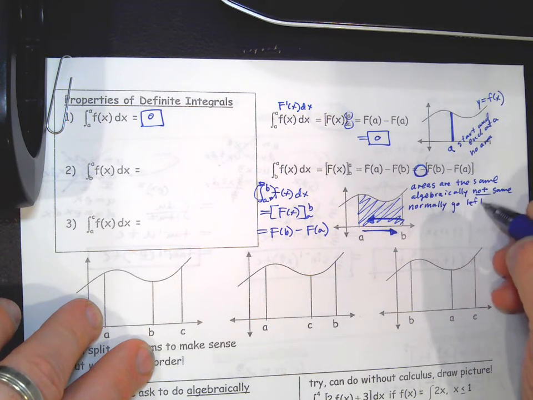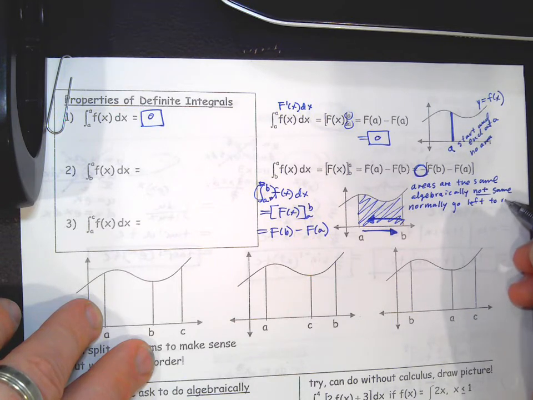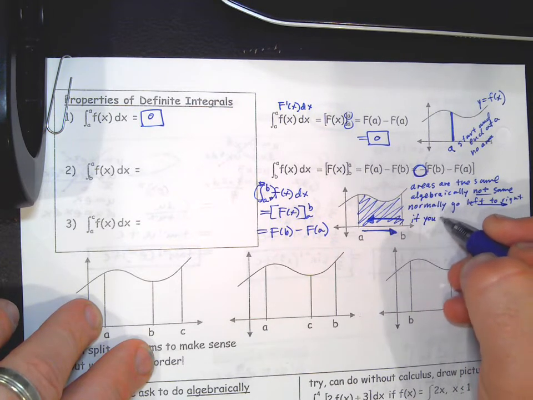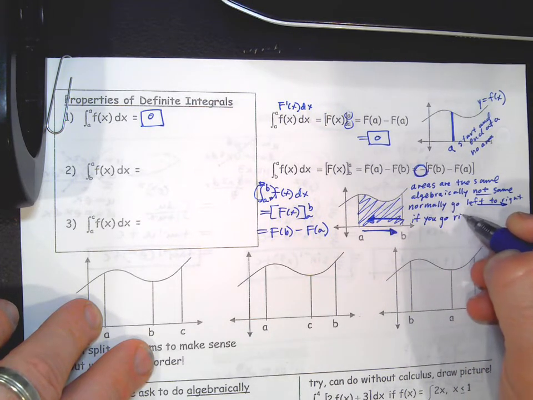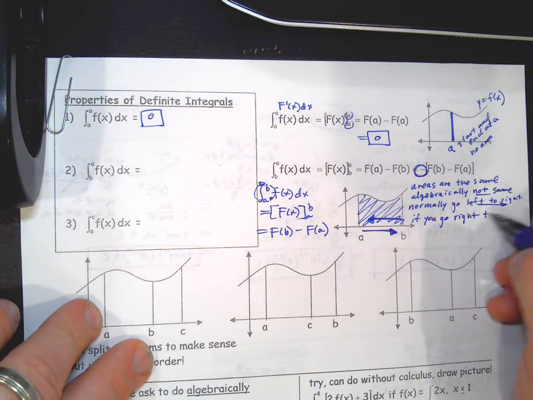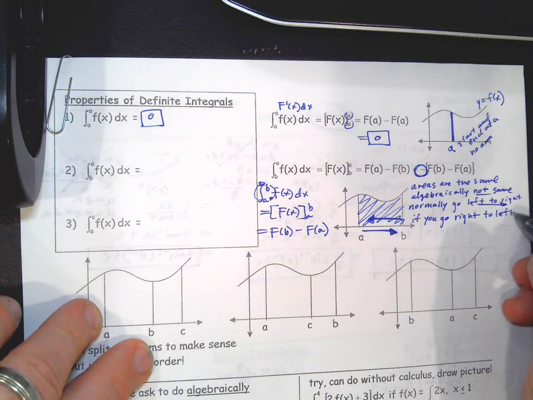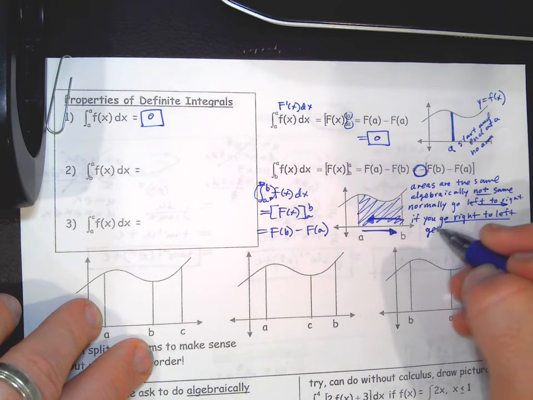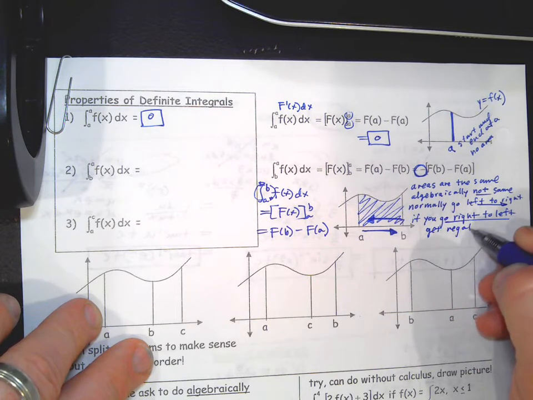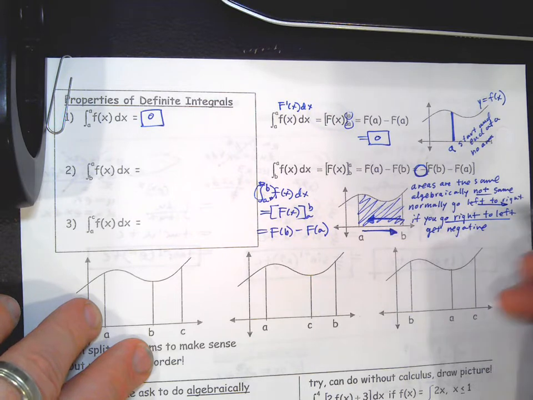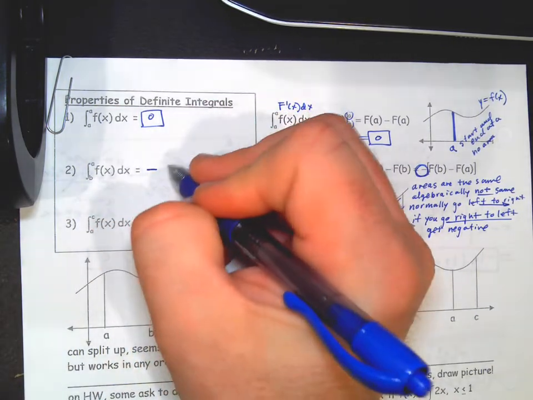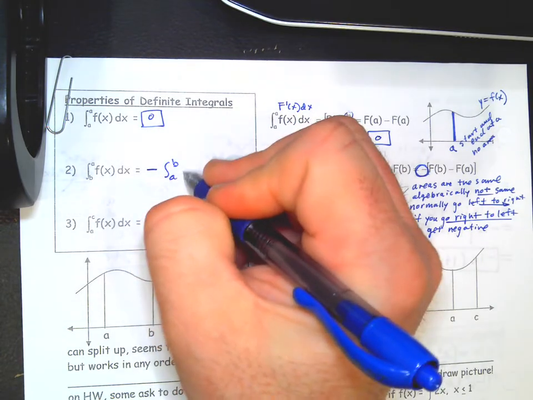Okay, normally we go left to right. Left to right. Okay? If you go right to left, and you could do the work, I just did it. If you go right to left, you're going to get the negative of the other one. Okay? So B to A is the same as A to B, except you get the opposite sign.